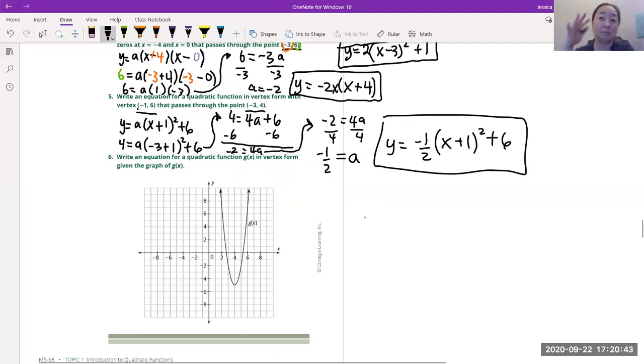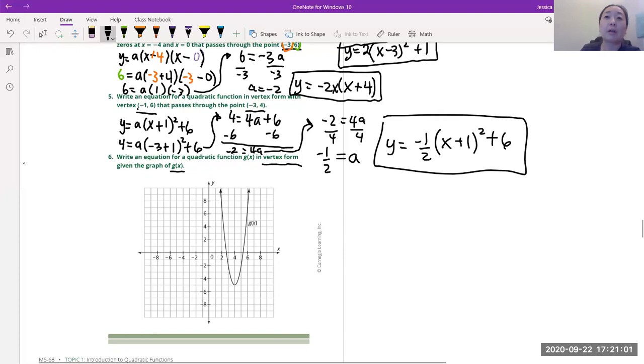All right, so now, oh, well, look at this now. We have an actual graph, right? And it says to write it in vertex form. This is gonna be fun. And this is given the graph of g of x. Okay, so now we know what to call it. It has to be g of x, because that's what we're referring to.